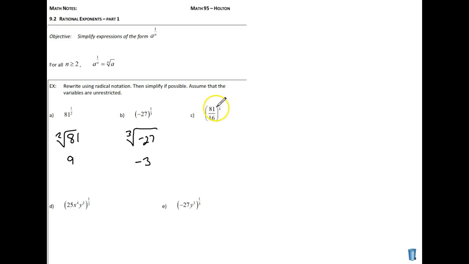The 81 over 16 to the 1/4 power is the same as the fourth root of 81 over 16. And we say, well, the fourth root of 81 is 3. And the fourth root of 16 is 2. So we write this as 3 halves.